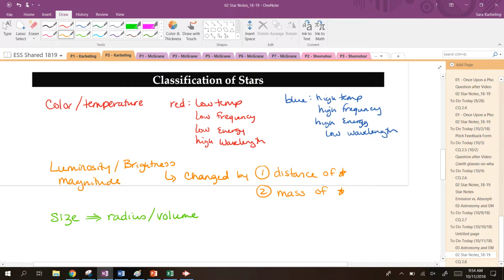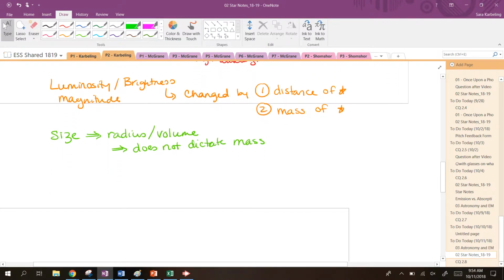And those three things, they're a little bit different, but for our purposes in here, we're going to call them about the same. Okay? We'll get into it a little bit more, but not a lot. So the funny thing about size, I want to make sure that we write down that size, the radius and the volume, does not dictate the mass. Okay? Because if the density is different, then the size will be different.